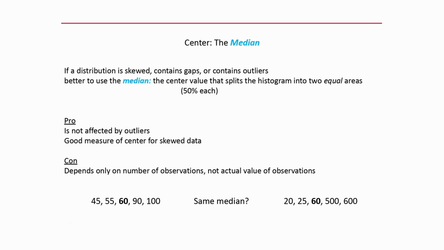So between these two very silly yet effective data sets, I have ordered them from least to greatest, they both have the same median, 60. 60 splits both data sets exactly in half. But both of those data sets are actually very different. The magnitude of the numbers on the right are far bigger, 500 and 600, as opposed to 90 and 100. But since the median only uses the number of observations, not the actual values, those don't factor into what the median is at all. 60 splits it in half, and that's the end of the story.